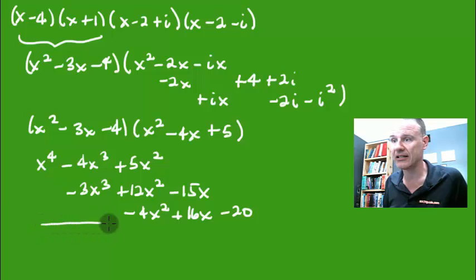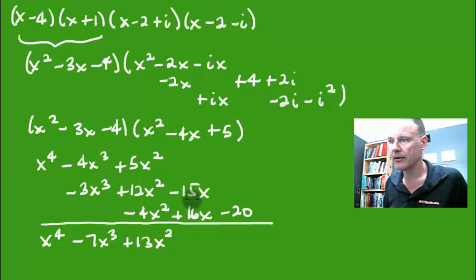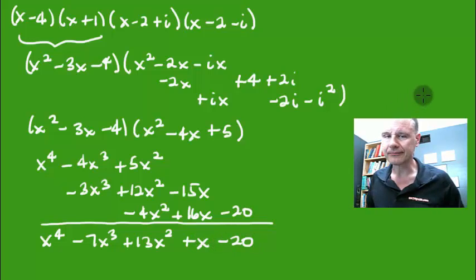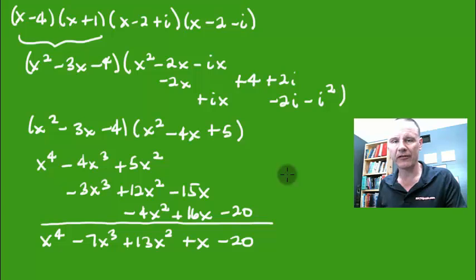All right, so now let's take all that, add it together, and add up all these like terms. So you get x to the 4th minus 7x cubed. Okay, now you have to be careful here. That's 13x squared. This is going to be x. That's going to be minus 20. And there you have it. So we went from the zeros to the factors to the polynomial.